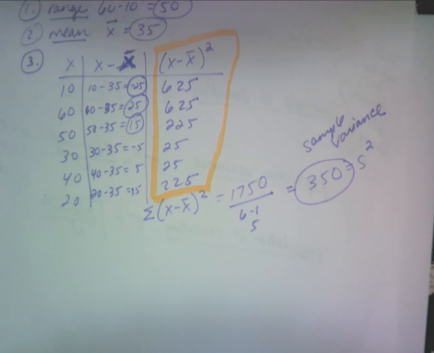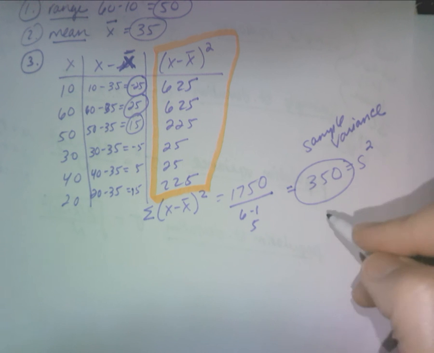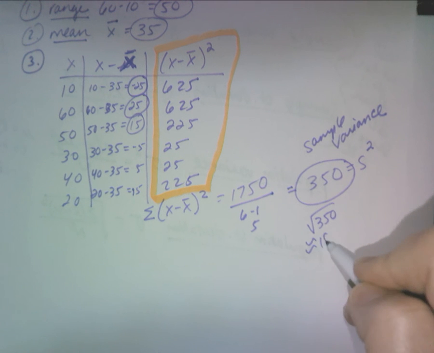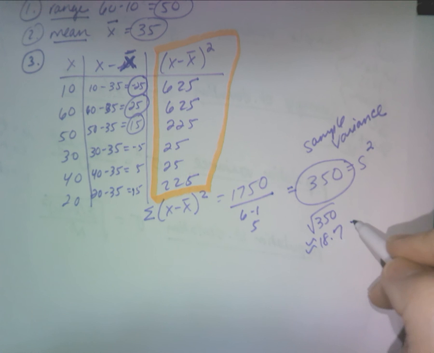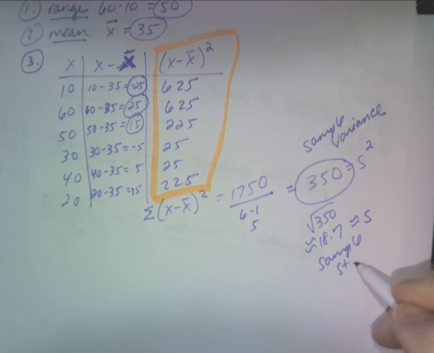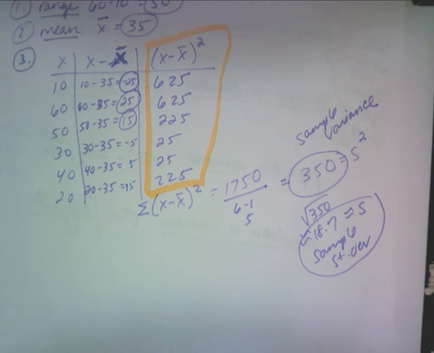How do I find the sample standard deviation then? Square root that. Square root of 350. What is it? 18.7. That is your sample standard deviation. And that's how they do it by hand.